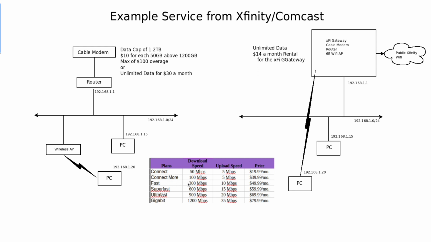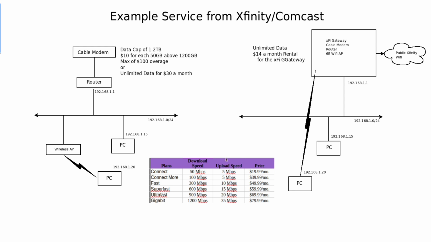And then they have a fast service, which is 300 down, and oh boy, it doubles the upload speed to 10 megabits. And then super fast, which has 600 megabits down, 15 megabits up, ultra fast 900 megabits down, 20 megabits up, and gigabit, which is 1200 megabits down and 35 megabits up.